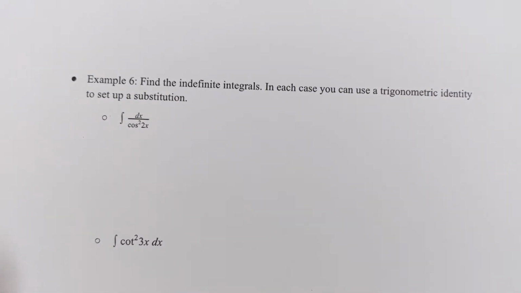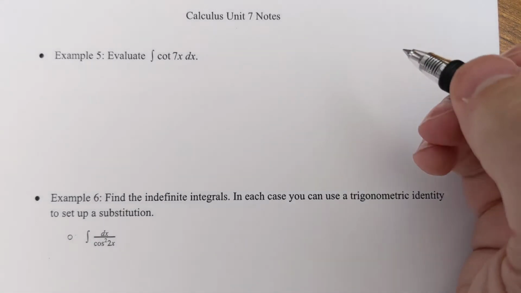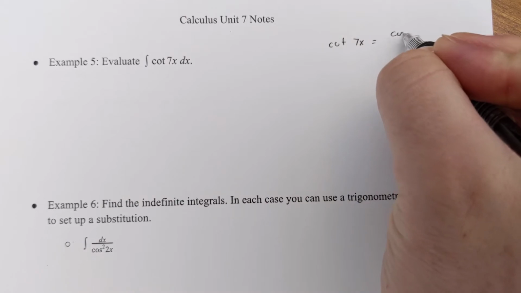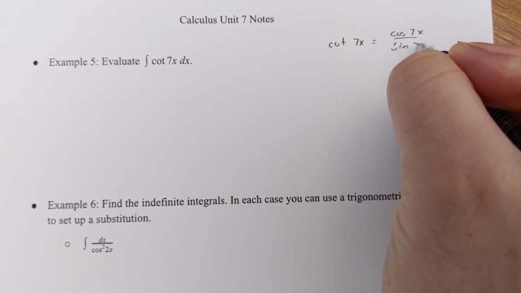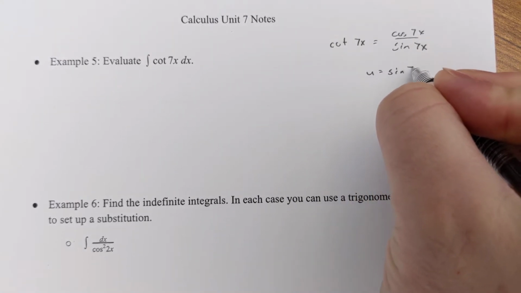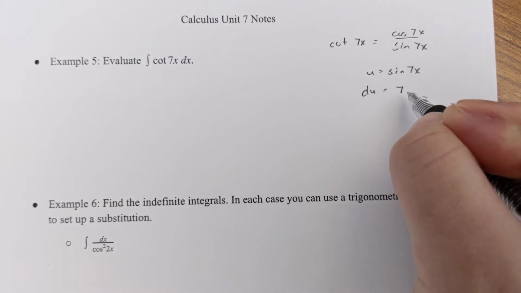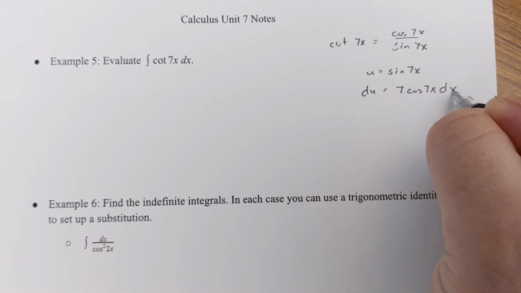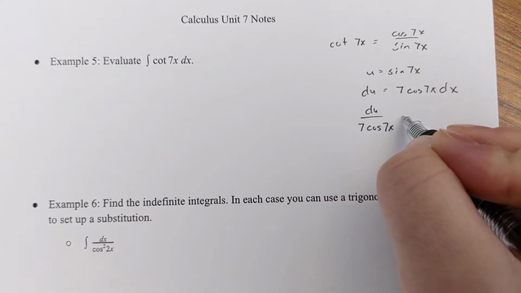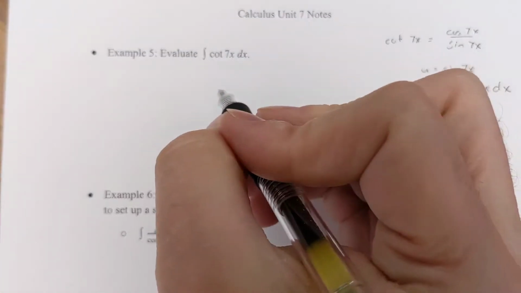All right, number 5. Now, cotangent does have a little bit of a trick. This also happens for tangent. The cotangent of 7x is equal to the cosine of 7x over the sine of 7x. So I'm going to make my u the bottom of the fraction. So du, I'm going to start skipping steps. The derivative of this is 7 cosine 7x dx, which means that du over 7 cosine 7x is equal to dx. And then we do our substitutions.